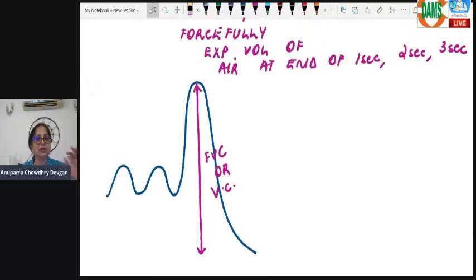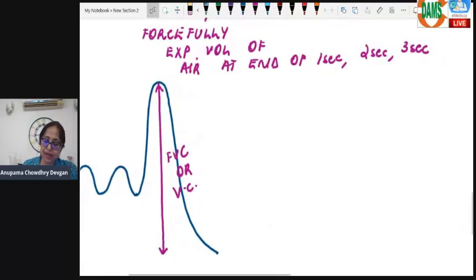Please remember the difference. I'm trying to discuss with you what is the difference between vital capacity and timed vital capacity. While measuring forced vital capacity, I was only interested in the volume. The definition of forced vital capacity is the volume of air expired forcefully after a forceful inspiration. What is timed vital capacity?